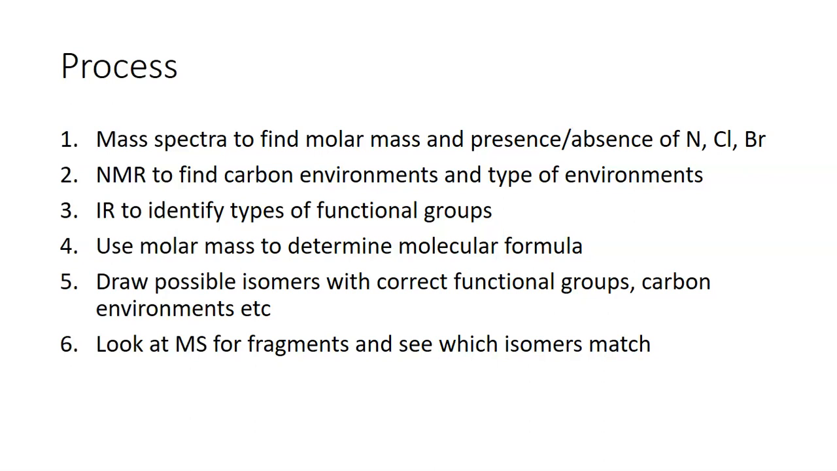Then, with the molar mass, how many carbon environments, and a few other bits and pieces, I should be able to figure out the molecular formula for the molecule. From that, I can then draw some possible isomers which have those functional groups, carbon environments, etc. And finally, I'm going to use the mass spec to figure out which isomer it must be.